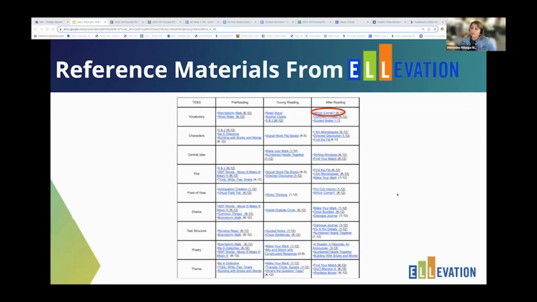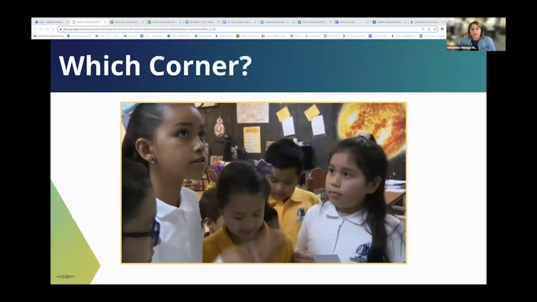So for the purpose of today, so we can practice a little bit, we have selected one of the activities. In our spreadsheet where we have selected some of the elevation activities for you, we have put which corner as an after reading activity, but not necessarily. Like you could use it in other parts of the lesson. So let's watch this video.